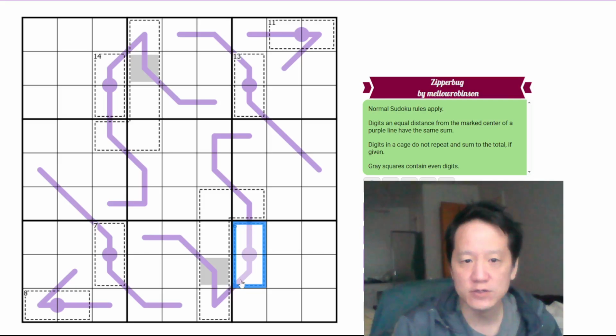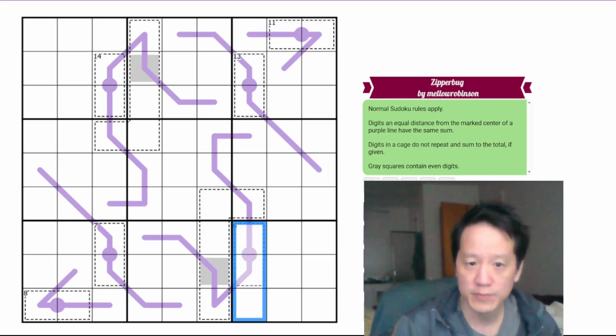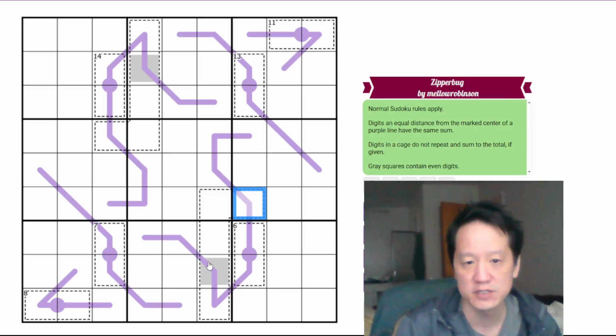They're also equal distance on a zipper line. So therefore you know that any two digits on the zipper line must sum to 6. So these two digits must also sum to 6. These two digits must sum to 6. These two digits must sum to 6. And these two digits must sum to 6.